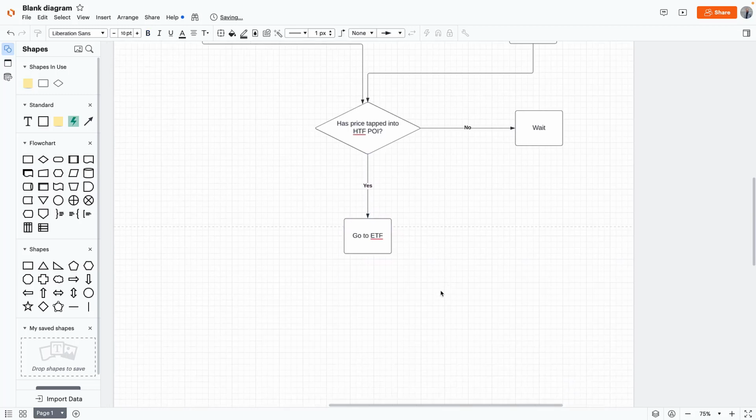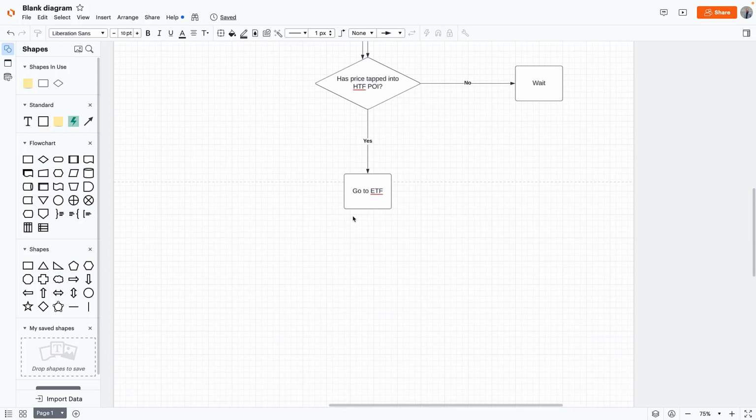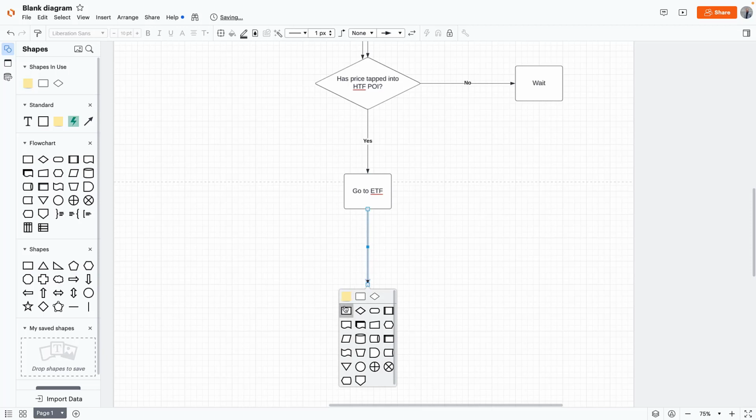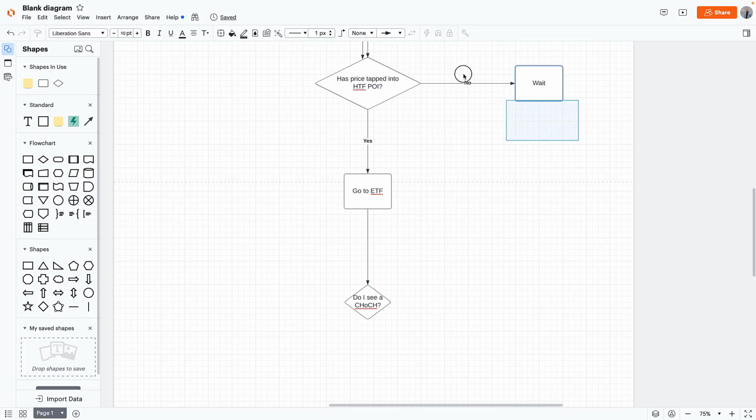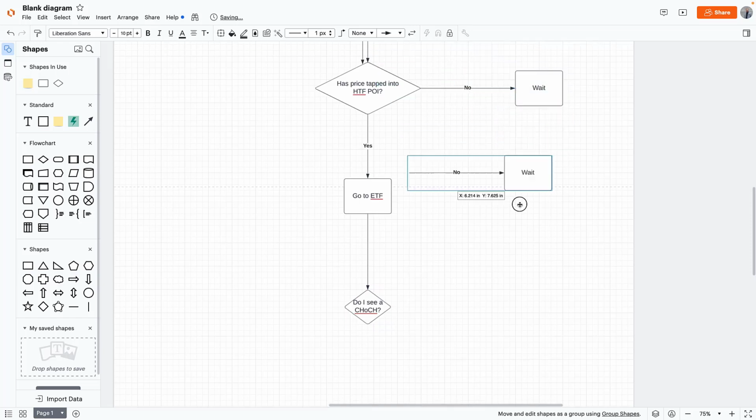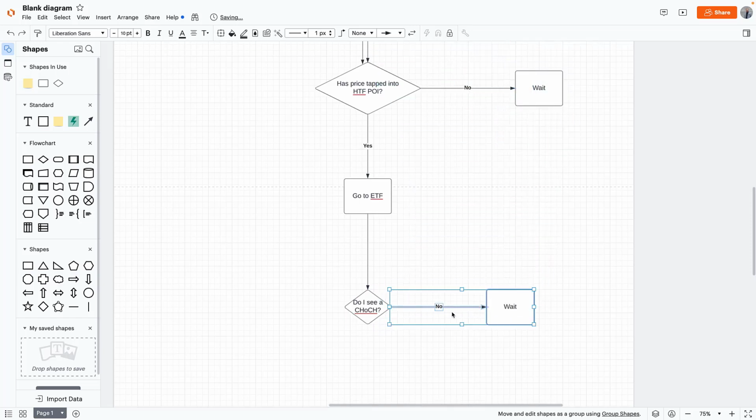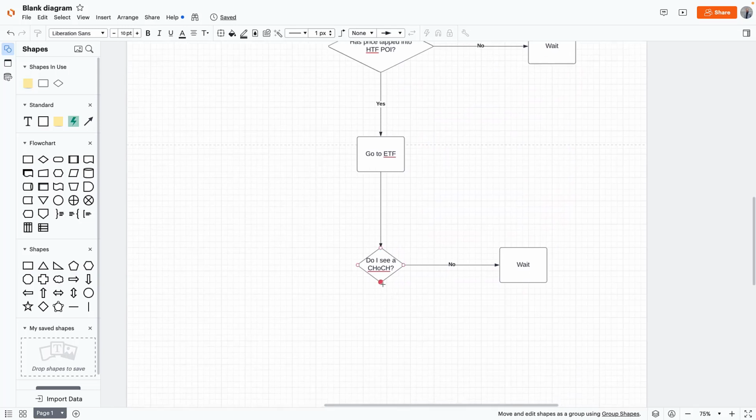All right, cool. So then on the entry time frame, the next thing I'm going to do is say, okay, do I see a chalk? I'm going to copy this just because it's easier, and it's the same way. If no, then wait. If yes, then I do my last predefined process: take my trade.